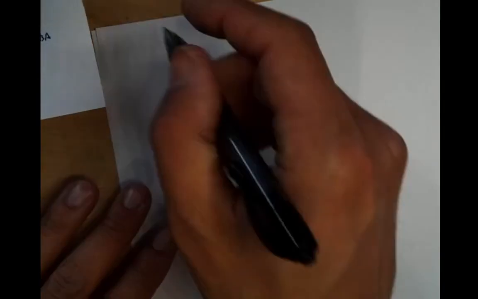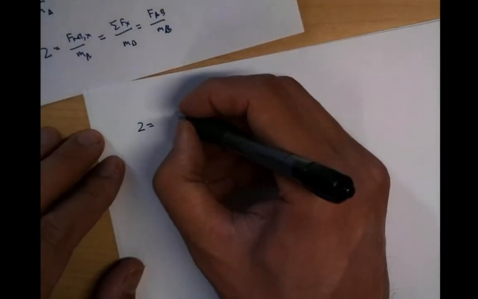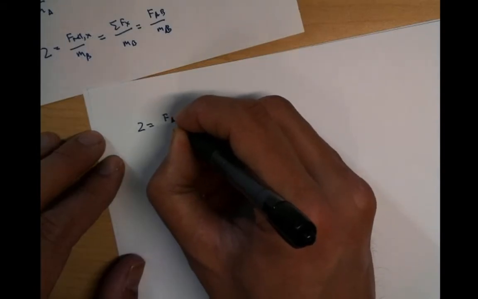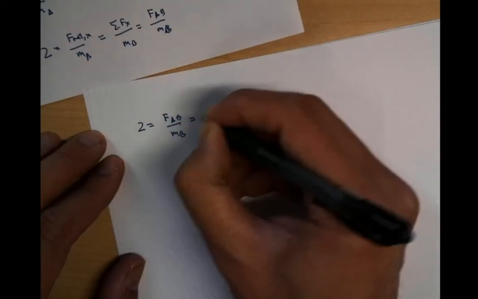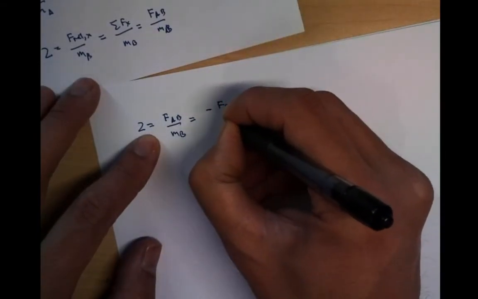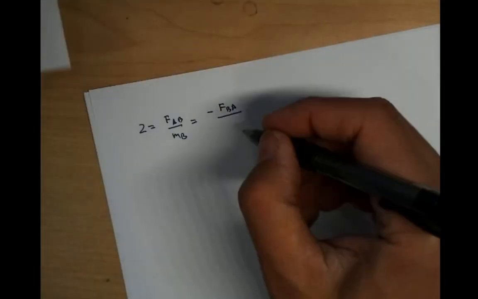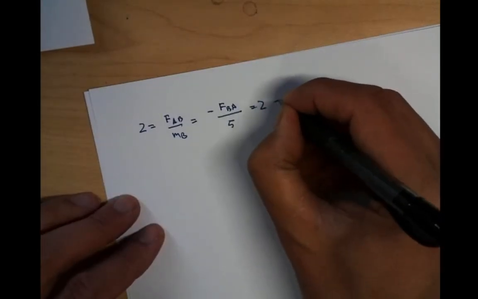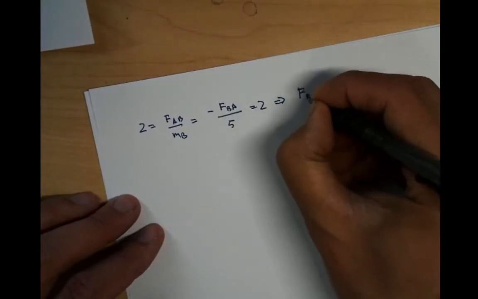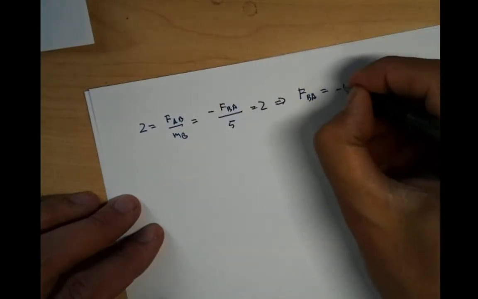So for this one, 2 is equal to F of A on B divided by the mass of B. I'm going to use Newton's third law now. It's minus F of B on A divided by the mass, which is 5, and this is equal to 2. So that means that F of B on A is equal to 5 times 2, which is 10, with the minus sign, so minus 10 newtons.